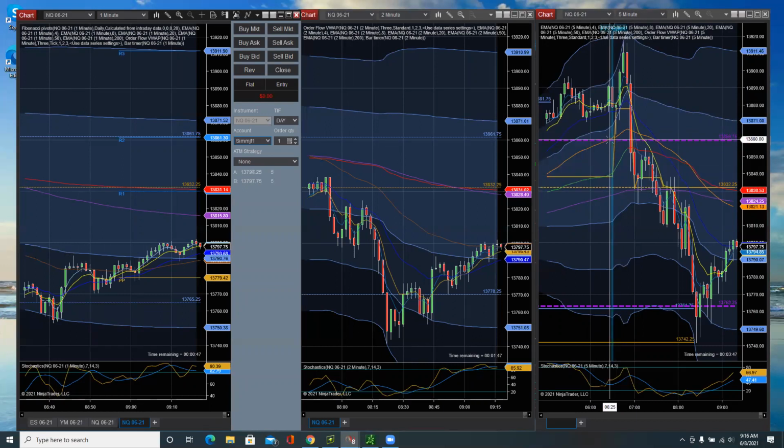Here's the 200, here's the 50, here's the 20, here's the 8, and here's the 4. All above. So the 4 is above the 8, the 8's above the 20, which is above the 50, and the 50 is above the 200. That's in alignment to go up, and that was the 5-minute chart. It was the same on the 2-minute, and the same on the 1-minute.